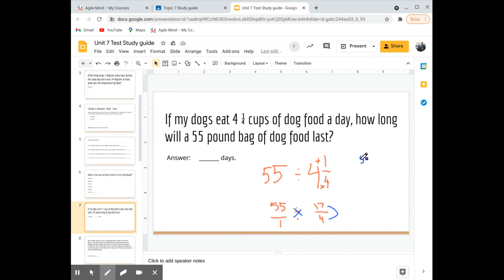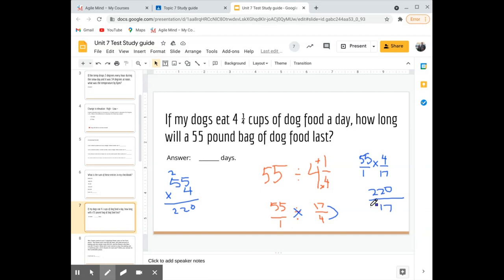Good. So we're going to have 55 over 1 times what? 4/17. It's going to be a funky number. I'm just going to throw that out there. All right. So let's do 55 times 4. 4 times 5 is? 20. And 4 times 5 is? 20. Plus 2? 22 is 100. So we got 220. And what's 1 times 17?